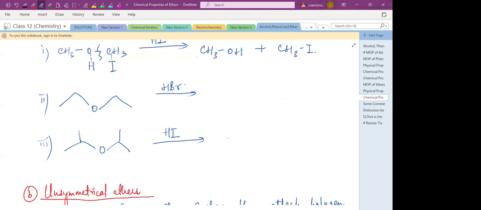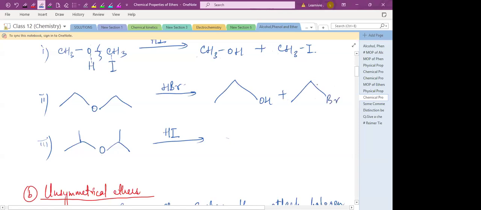Okay, Muniba, tell me the answer. CH3CH2OH plus CH3CH2Br. This will be your product. So this is your ethyl alcohol or ethanol, you can write ethyl alcohol, and this is your ethyl bromide. Ethyl bromide. Yes, Aisha, third one.